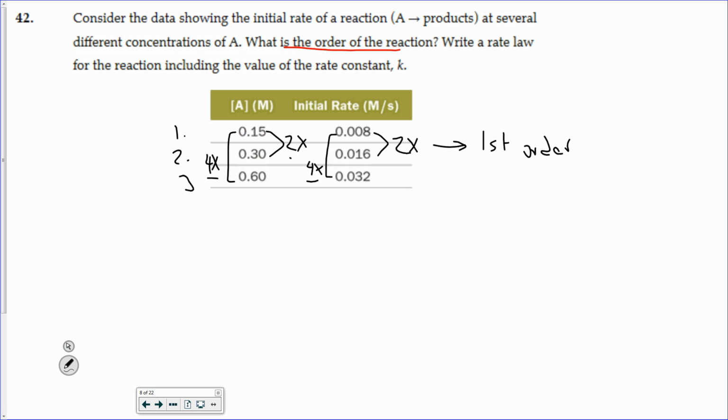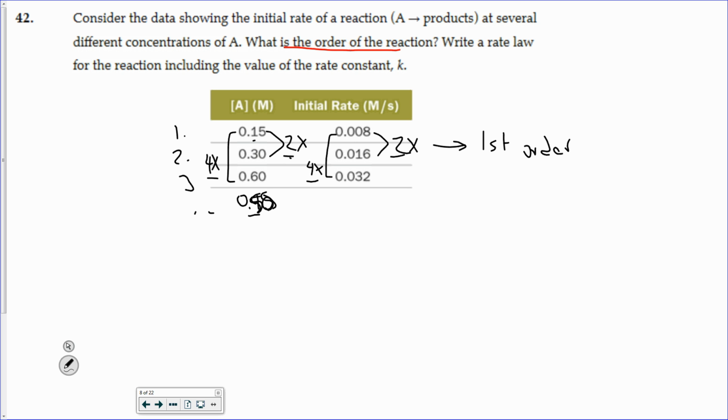It's easier if they're whole numbers: twice as much, 4 times as much, versus something that's not. If it was a fractional amount, well, that wouldn't work as neatly. Let's make it 150, so it would be 3 point something times. Still, if you knew however many times it was, you could figure it out. It's just easier to see with integer values. All right, so we know it's first order.